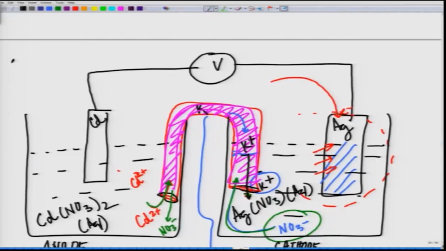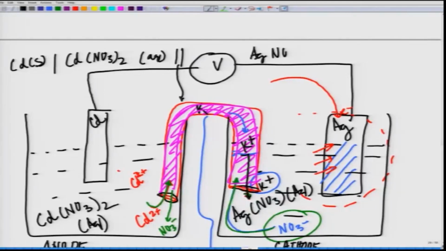Again, I am rewriting it: cadmium solid, Cd NO3 2 aqueous, double line, which is essentially your salt bridge, followed by AgNO3 aqueous, with a phase boundary out here, and you are showing Ag solid.